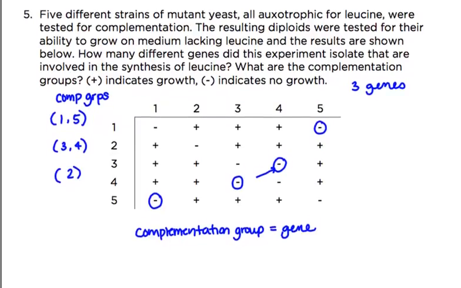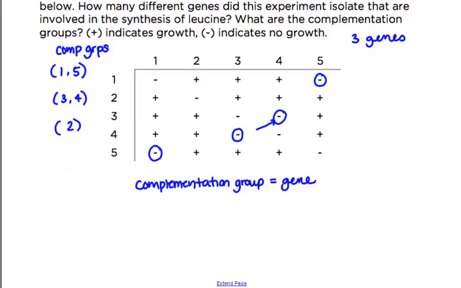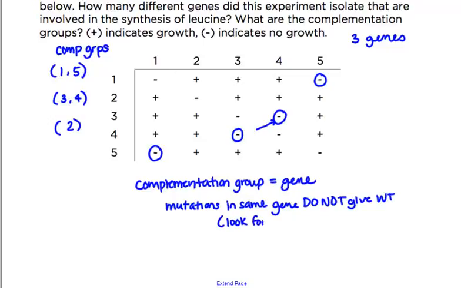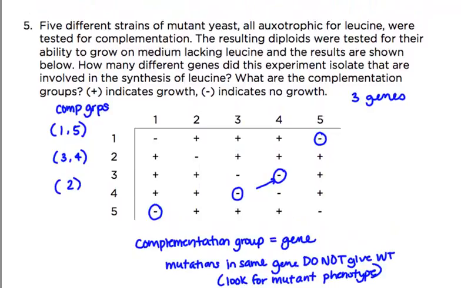So again, a complementation group, so we could say mutations in the same complementation group, which remember is just a gene, do not give you wild type. So when you're looking for complementation groups, look for the mutation phenotype. So I hope this is getting easier. It's something you have to just keep doing problems to get used to finding complementation groups.